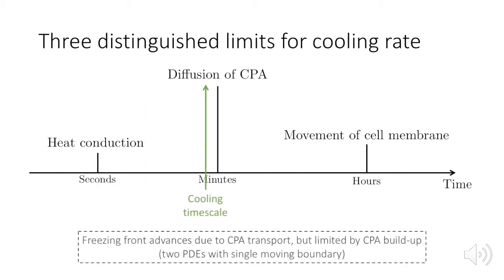Over the CPA diffusion timescale, the cell membrane still doesn't move, but the freezing front does start to move into the liquid region. As it advances, it pushes the CPA out and causes a build-up of CPA close to the advancing freezing front. This slows down the movement of the interface and can cause constitutional supercooling, which I'll talk about in more detail later.